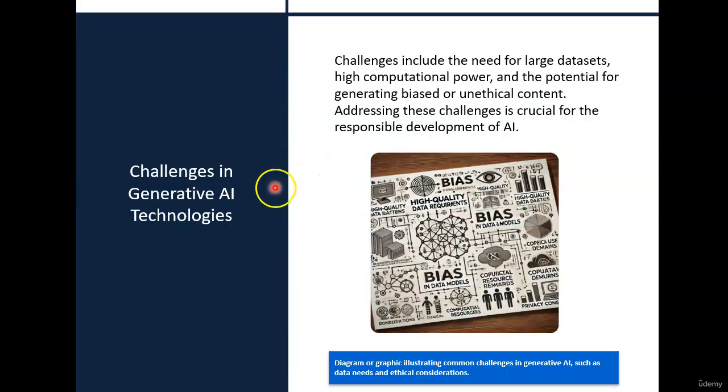Challenges in generative AI technologies. Despite their potential, generative AI technologies also face challenges. The need for large datasets and high computational power can be a barrier to entry. Additionally, the potential for generating biased or unethical content requires careful consideration and mitigation strategies. Addressing these challenges is crucial for the responsible development and deployment of generative AI. As we continue to advance in this field, it's important to stay aware of these challenges and work toward solutions that ensure AI benefits everyone.